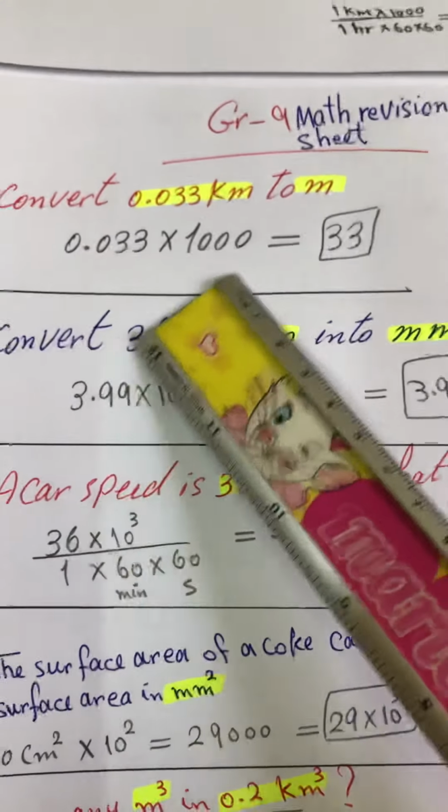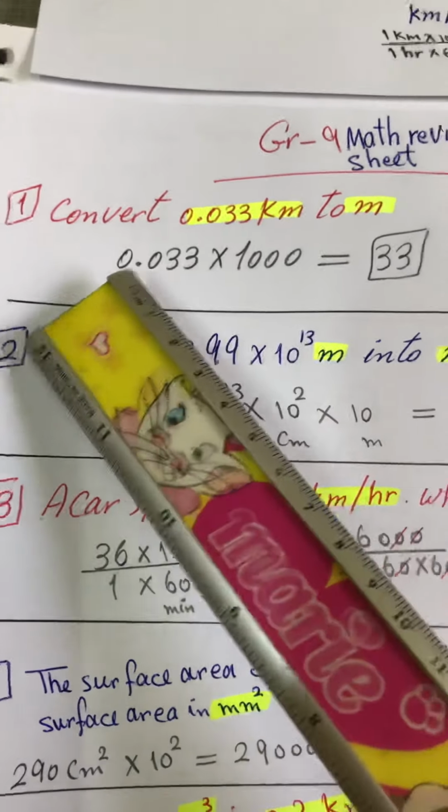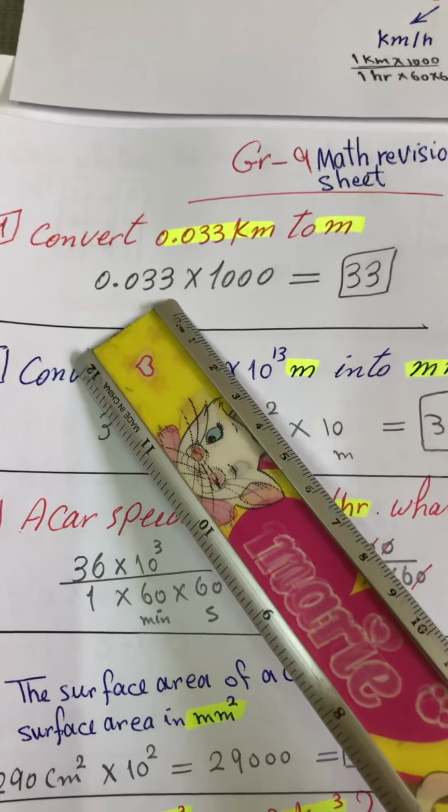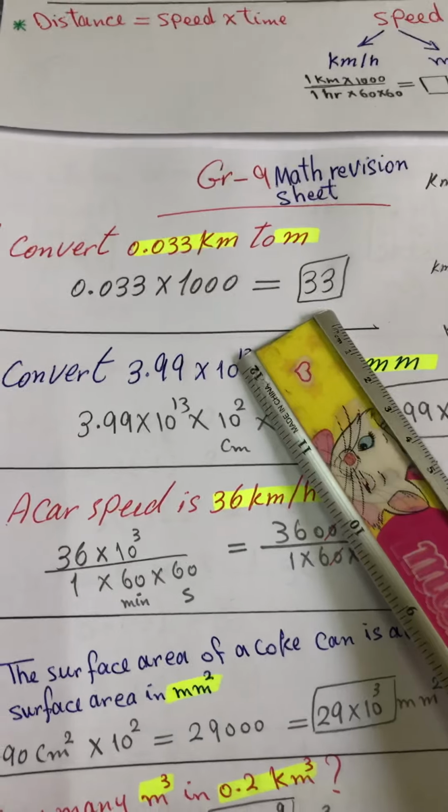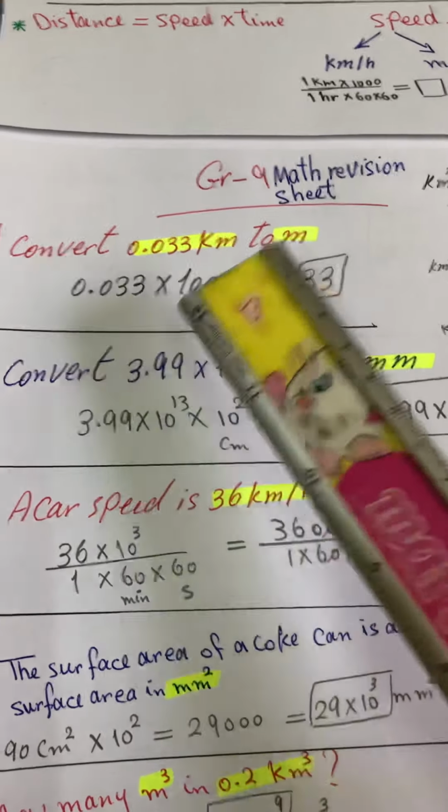So if you multiply here by 1000, you have 3 decimal places, you will cancel the decimal point. It will be 33. I think it's very easy. Don't worry. It's very easy.